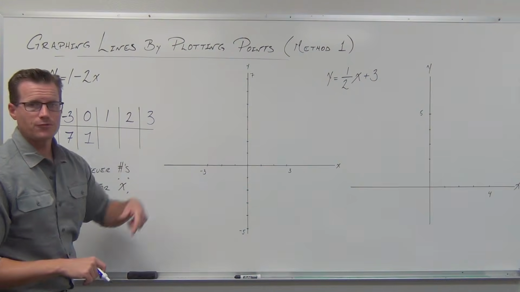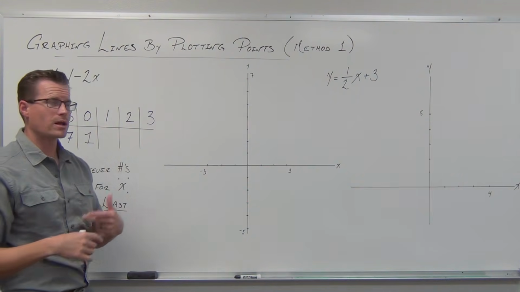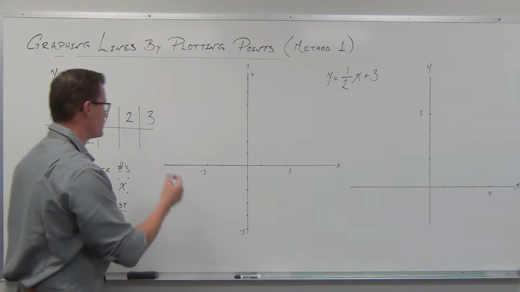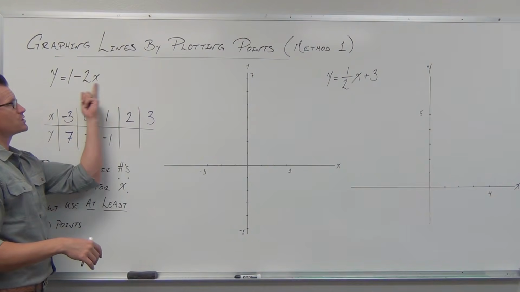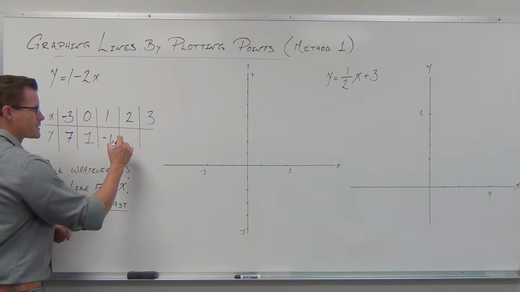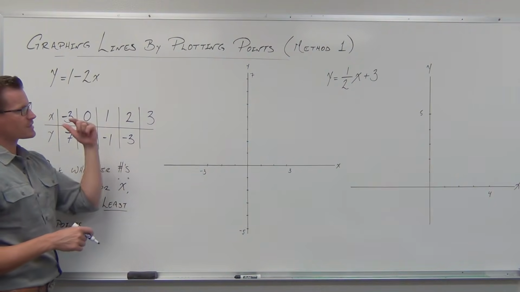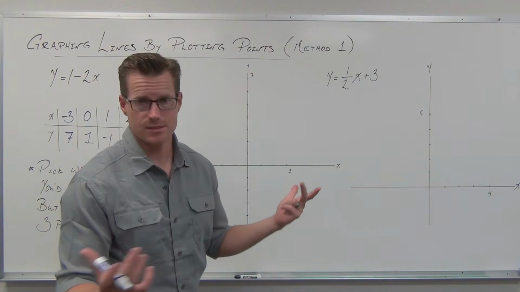If I plug in 1 for x, so 1 minus 2 times 1, that's 1 minus 2. Well, that's negative 1. If I plug in 2, well, that's 1 minus 2 times 2. 2 times 2 is 4. So 1 minus 4 is negative 3. And lastly, let's plug in 3. 1 minus 2 times 3. Okay, that's 1 minus 6. That's negative 5.